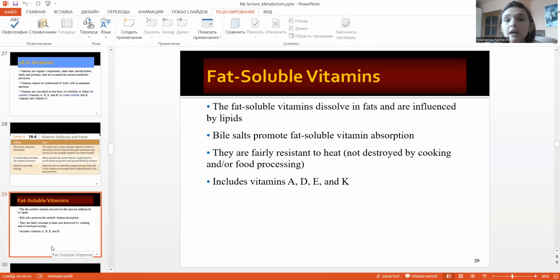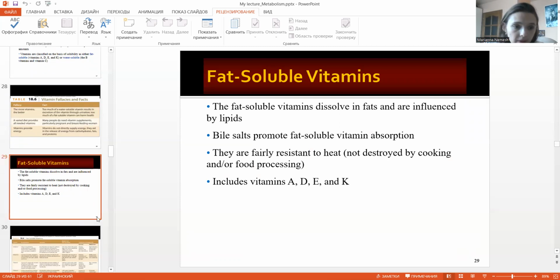Fat-soluble vitamins dissolve in fats and are influenced by lipids. Lipids take part in promoting fat-soluble vitamin absorption. They are fairly resistant to heat. Examples of the fat-soluble vitamins are A, D, E, and K.